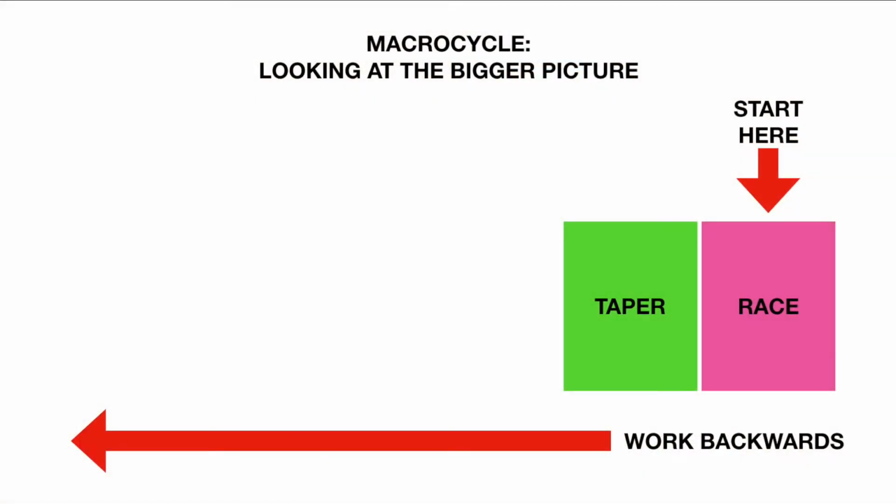I go, where's my race? Then I get into my taper. How long am I going to roughly be tapering for? Anywhere from 10 to 14 days is typical, but I might go shorter depending on the event. I might go longer if it's a really long event, like a multi-day event, for example. Then we start to go, all right, what is the most specific preparation outside of just trying to recover and then going into the race?